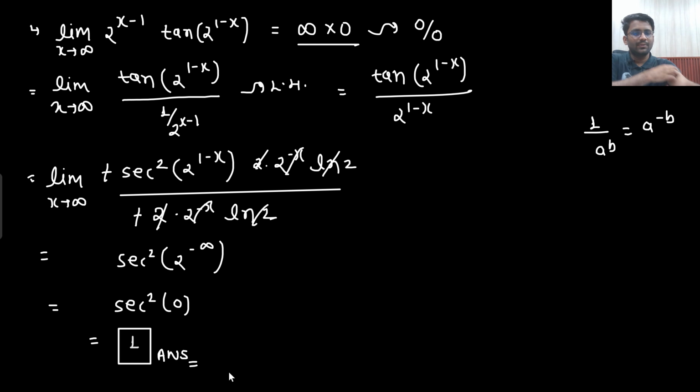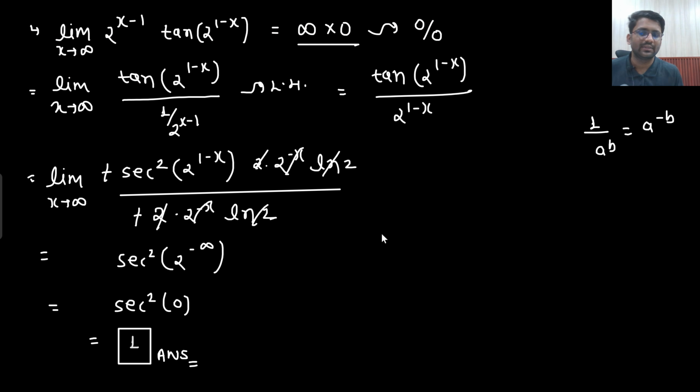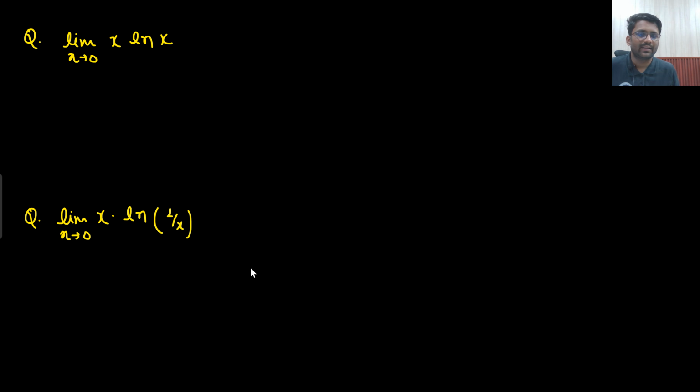Is that clear to you? Okay. I just reduced down the expression. I applied the L'Hopital rule. I took it downward, applied the L'Hopital rule, got the form 0 by 0. Now I can apply the L'Hopital rule. I just simply need to differentiate. So this was the differentiation, nothing else. Differentiation I have done. Put the limit, 2 to the power minus infinity, that is 0. Sec square 0 is 1. Answer is 1. Solve this question, x ln x.